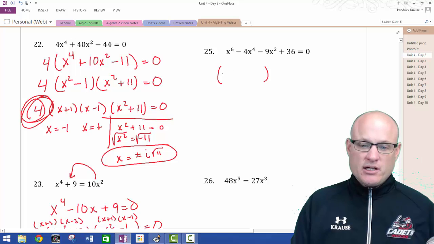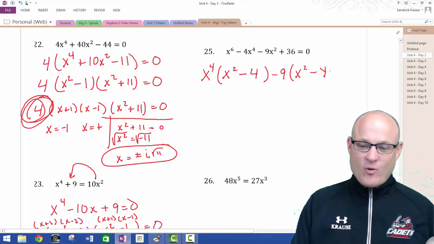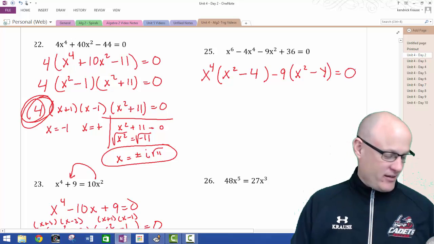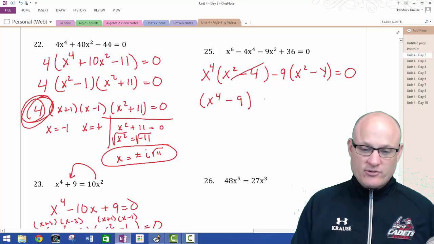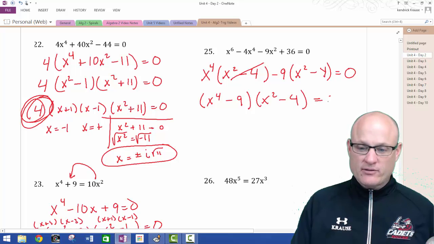Awesome. Let's take out an x to the 4th. That's making me nervous. Leaves me x squared minus 4 minus, take out a 9, I'm left with x squared minus, oh, this is sweet. This is a super cool question. I took out the x, so what I'm left with is x to the 4th minus 9 here. Oh, I should have put the x squared minus 4 first. That should have been first, but that's okay. You guys see.